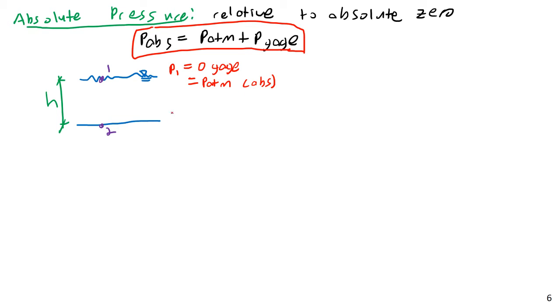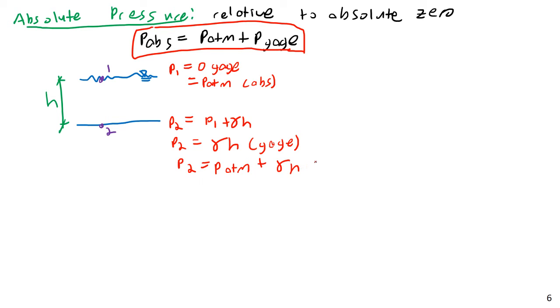Down here at 2, P2 is going to be P1 plus gamma H in general terms, or P2 is going to be equal to gamma H if I'm talking gauge pressure, or P2 is equal to P atmospheric plus gamma H if I'm talking absolute pressure. So this is gamma H, gamma times H, specific weight times H. This is going to be my gauge pressure, and this is going to be my absolute pressure.